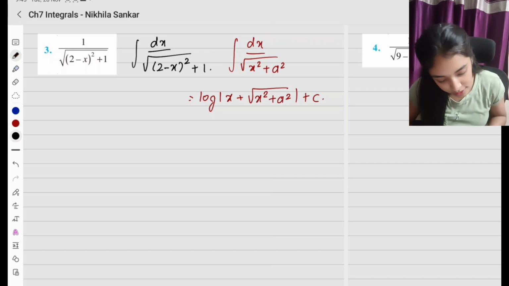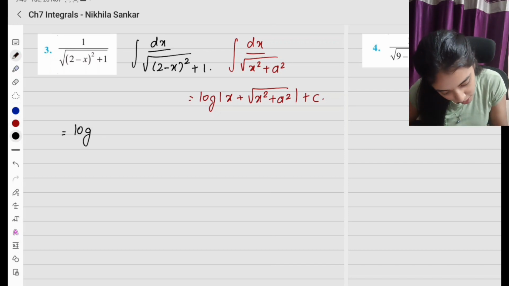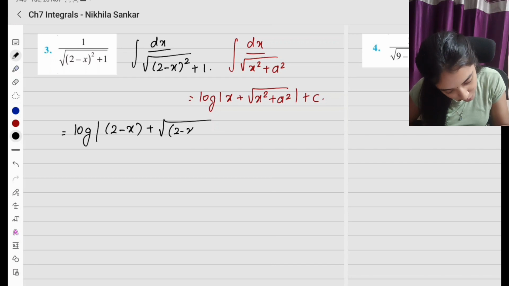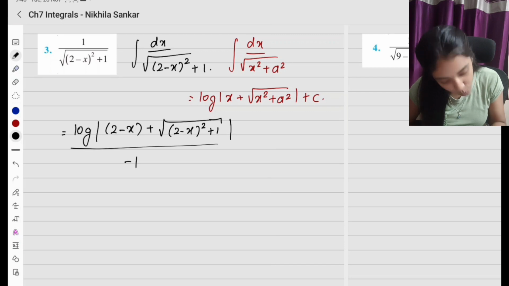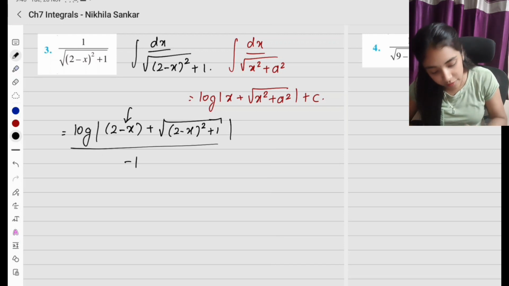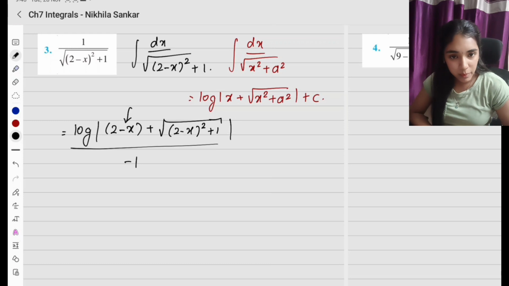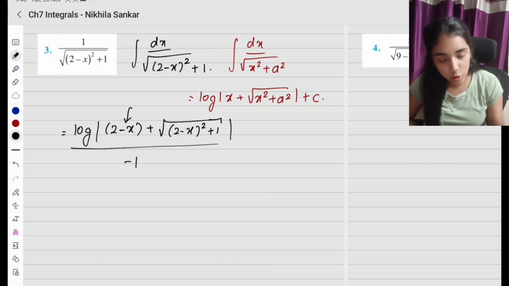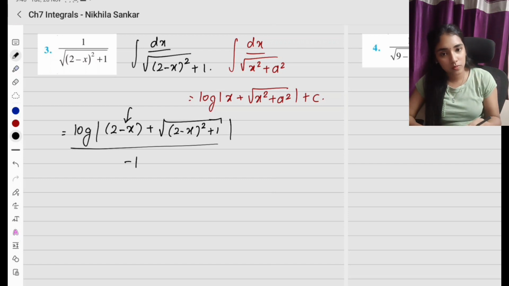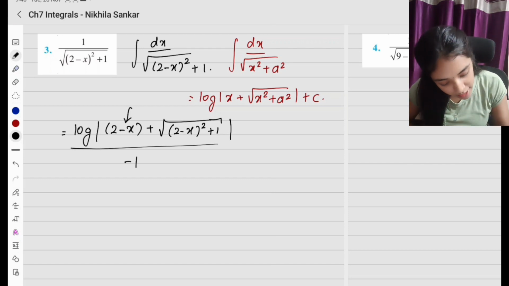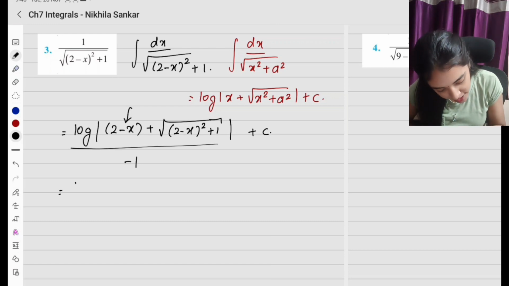Okay? So this if I substitute, this is going to be log mod, நம்மளோட x என்ன? 2 minus x plus square root of x square plus a square, which is going to be 2 minus x the whole square plus 1 divided by minus 1. இந்த minus 1 எதுக்கு? Coefficient of x is going to be minus 1. அதனால நம்ம integrate பண்ணி answer எழுதும் போது you should have a minus 1 in the denominator. Okay? இதே x க்கு coefficient 2 இருந்ததுன்னா divided by 2 பண்ணணும். Okay? என்ன coefficient அதை divide பண்ணணும். Plus see, now I'm going to open what is inside the square root. So log mod 2 minus x.